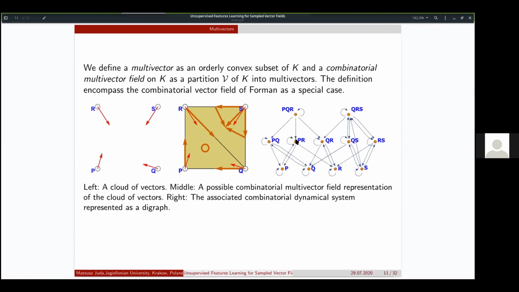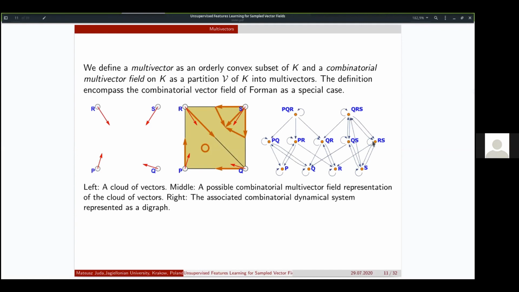And from PR, we can go down to P by the information given by the topological space. And what happens in the more complicated situation in vertex S? From S, we can go to QRS by the information given from the vector field. And from QRS, we can go by the boundary operator to QS or RS.